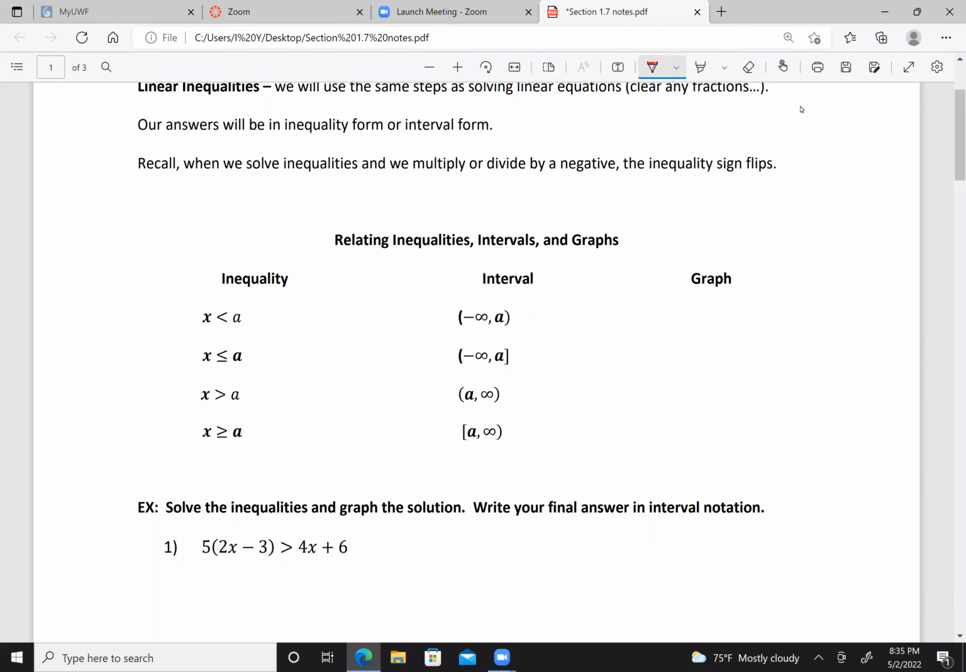So let's look at this. First, let's look at some inequalities. So we're talking x is less than a. To graph this, we would use a number line. And since it's just less than, we would use a parentheses and go here where this value is a. Note the parentheses.